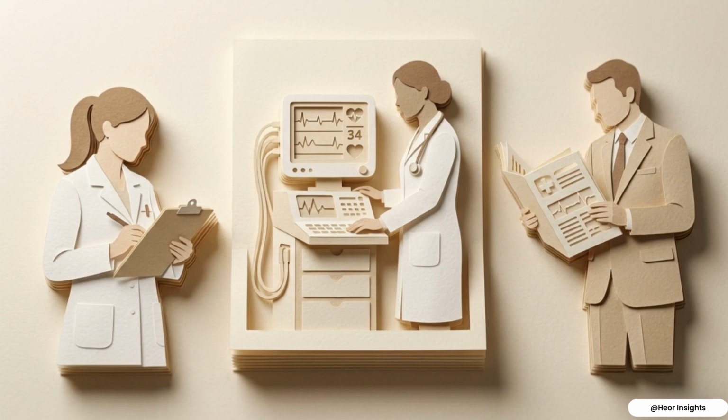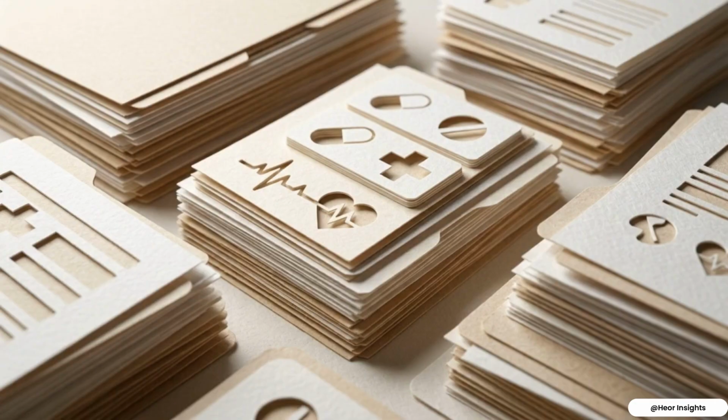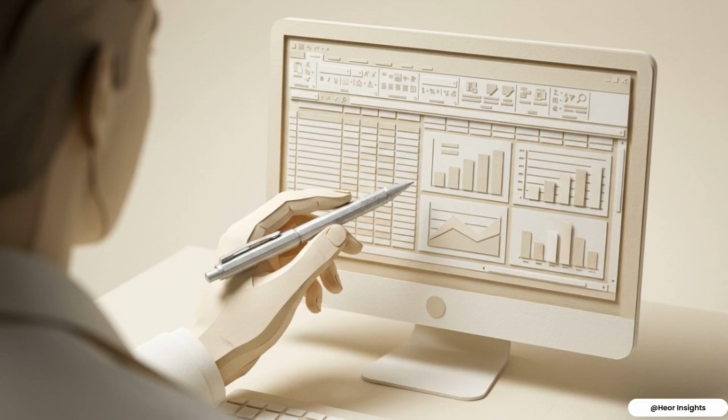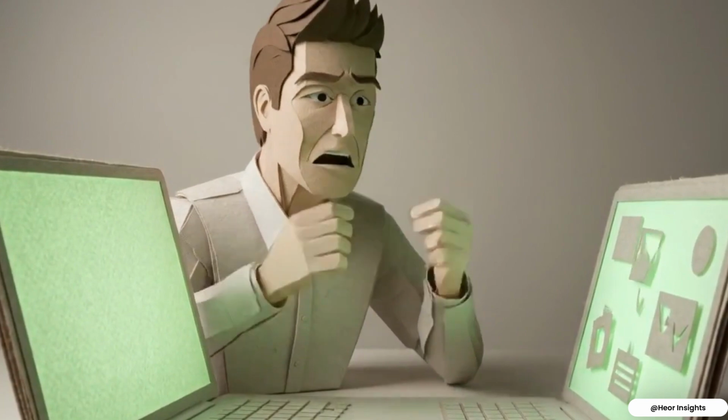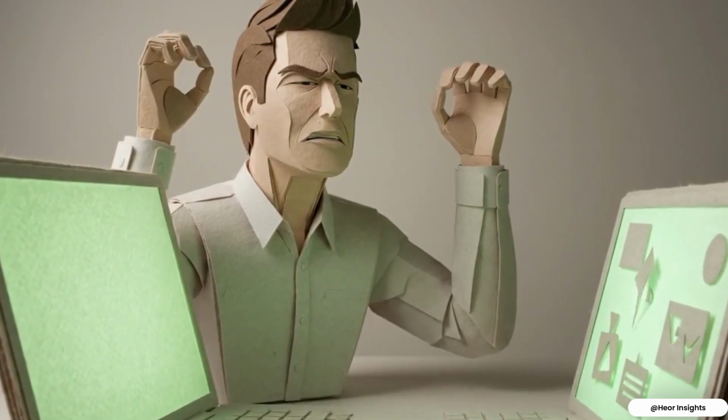As a pharmacy student, clinical researcher, or aspiring HEOR professional, you sit on some of the most vital patient data in the world. You understand the clinical realities behind the numbers, yet you are entirely locked out of analyzing them because the software standing in your way feels like an impenetrable wall.